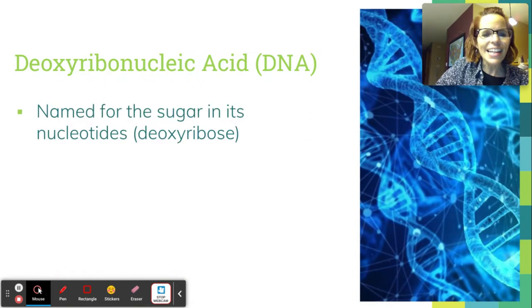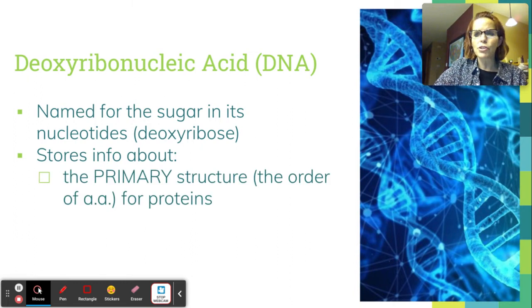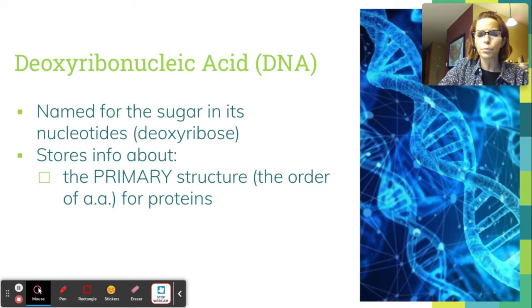All right, so DNA is named for the sugar in its nucleotides, which the sugar is called deoxyribose, and it stores information. We already learned this. You might not remember it. It stores information about the primary structure. That's a technical term, remember. The primary structure for proteins. So remember, there's primary, secondary, tertiary, and quaternary. DNA doesn't say anything about secondary, tertiary, or quaternary.